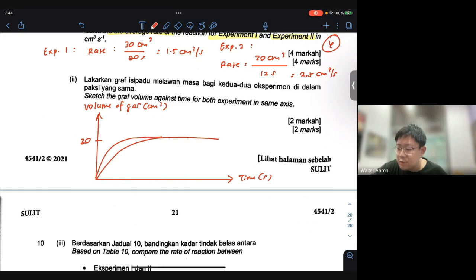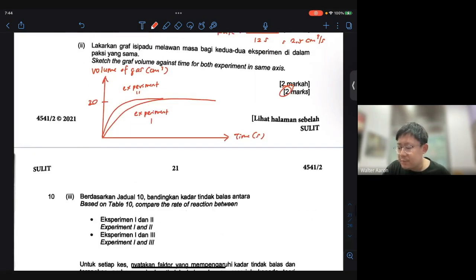So of course, you must also label your graph: experiment 1, experiment 2. Usually I'll write experiment 2 over here, and experiment 1 over here. Then you'll be able to get 2 marks. You must label your graph. If you don't label your graph, it's wrong. They don't give you marks for it. So it's very simple.